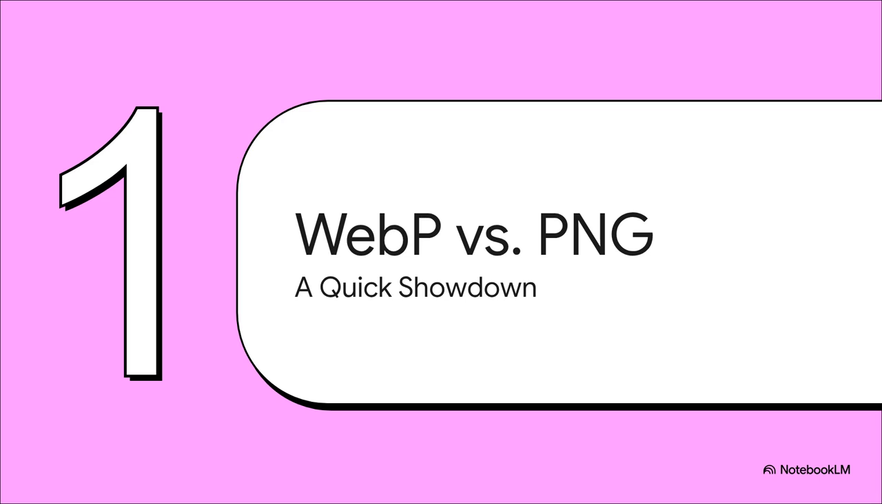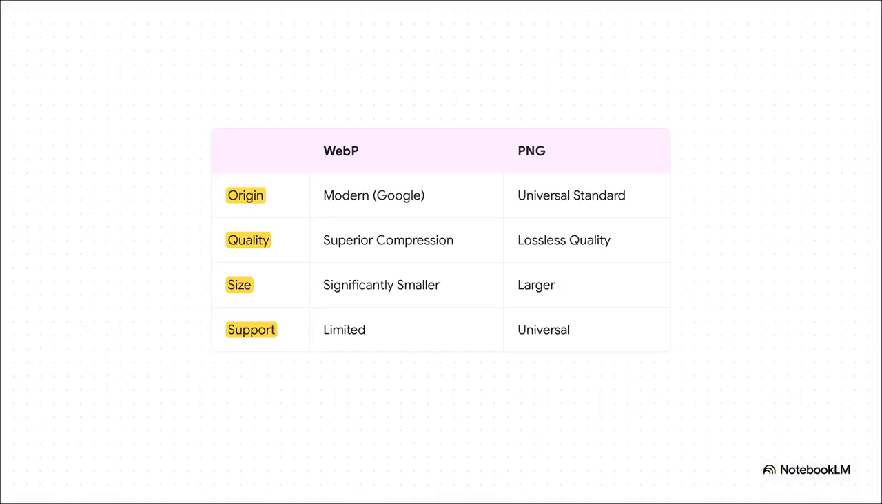So let's have a quick showdown between the two formats, WebP, the new kid on the block, versus PNG, the one you actually wanted. Okay, so here's the deal. On one hand, you have WebP. It was made by Google, and it's fantastic for websites because it makes images super small so pages load way faster. But, and this is the big but, not every program knows how to open it yet.